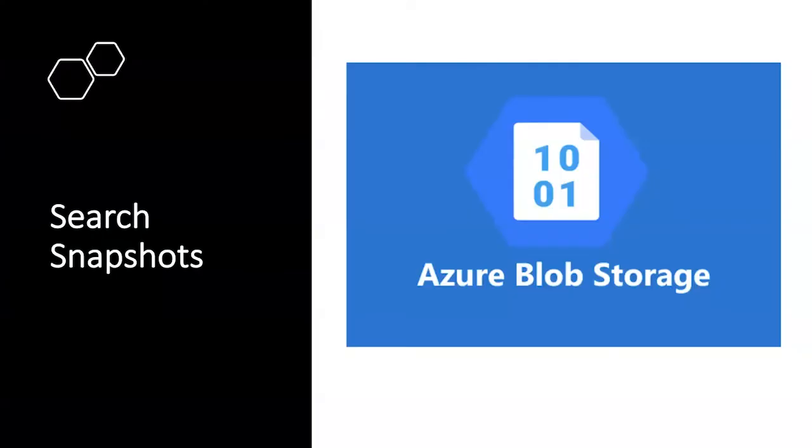The next thing has to do with snapshots. By integrating with Azure Blob Storage, you are able to capture all these snapshots, and you don't have to worry about losing your data. If something were to happen and you wanted to restore your snapshots, you can easily do that using the integration between the Elastic Stack and Azure Blob Storage.